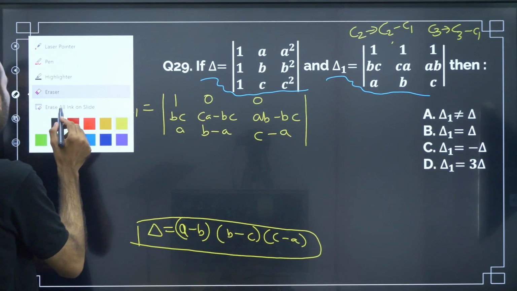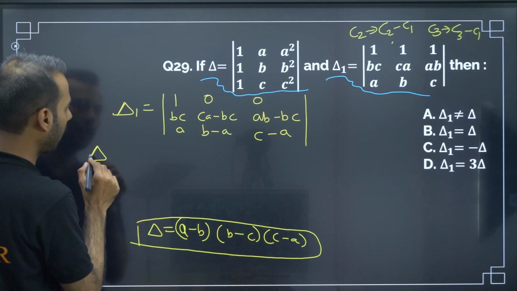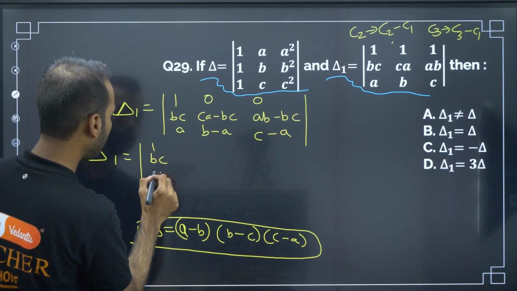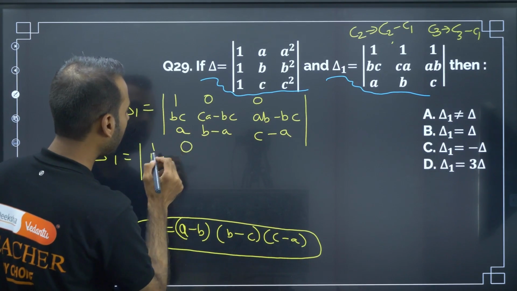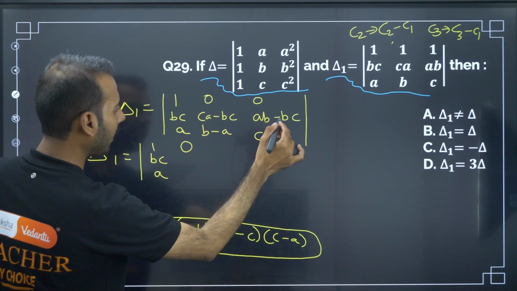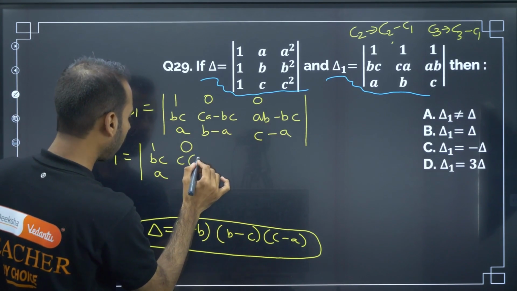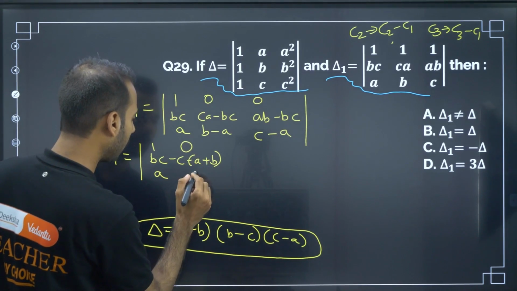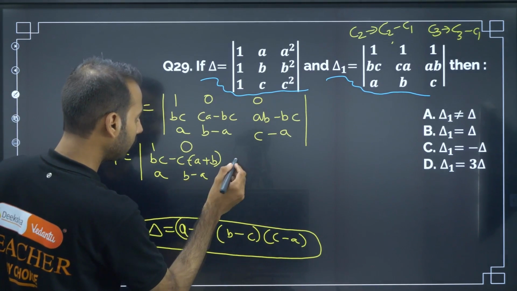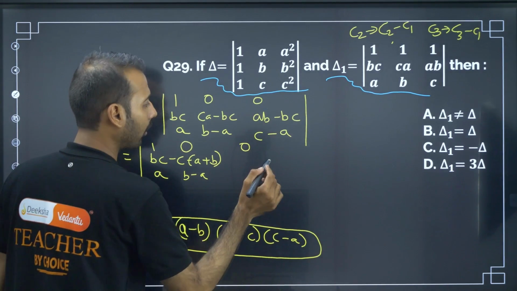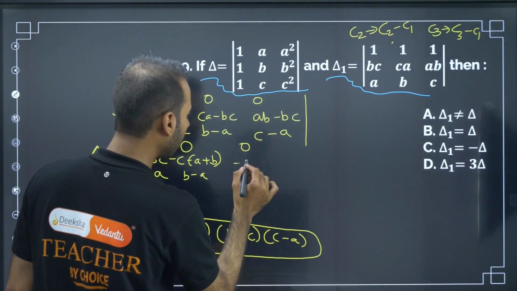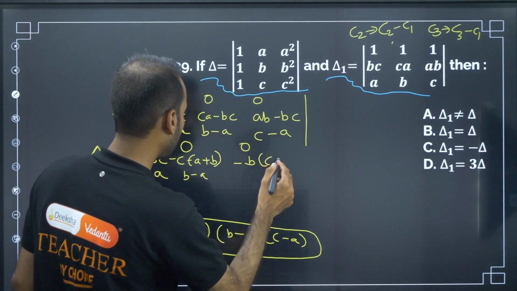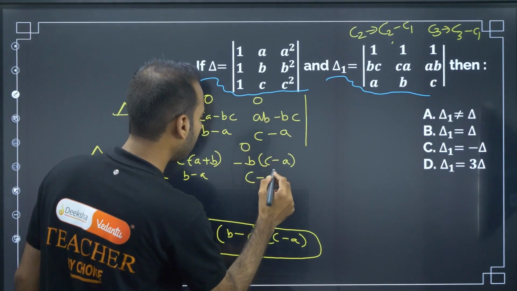So triangle 1 is equal to 1 BC, 1 BCA, 1 BCA. Next, from here 0, if I take C common, I am left with A minus B. Here if I take minus C common, I am left with B plus A. And here I will take minus B common, I am left with C minus A, C minus A, and then C minus A here also.